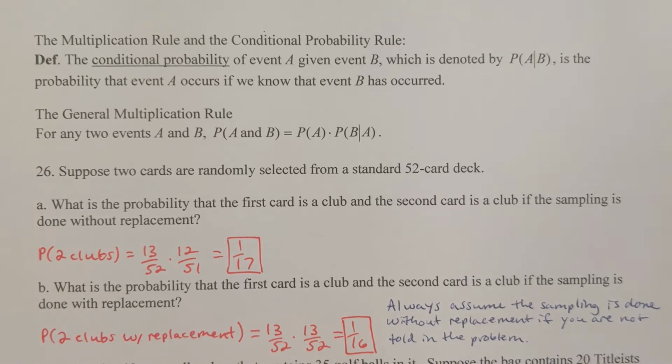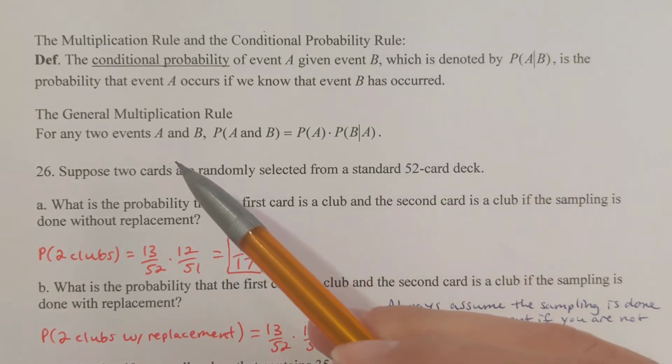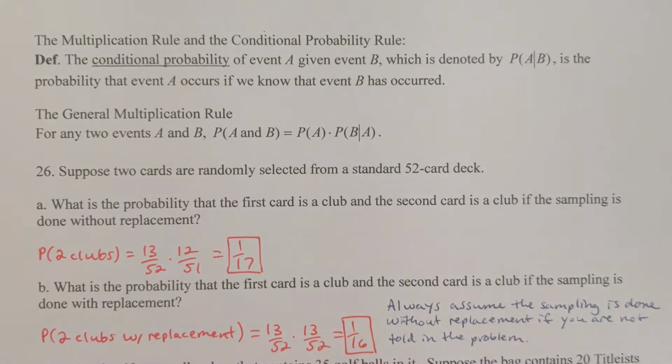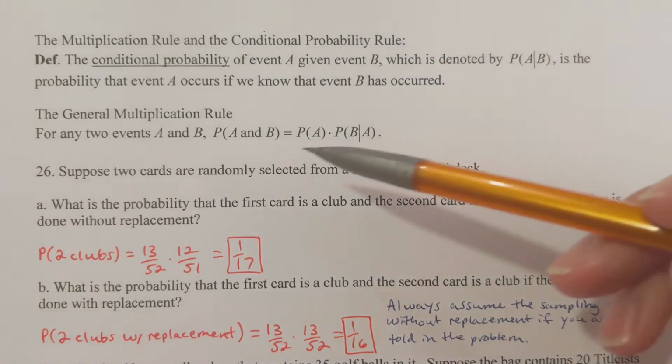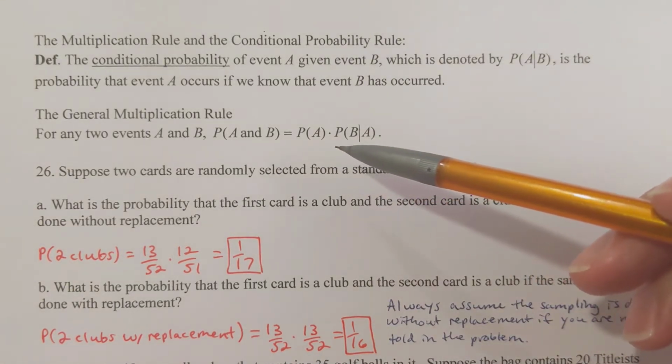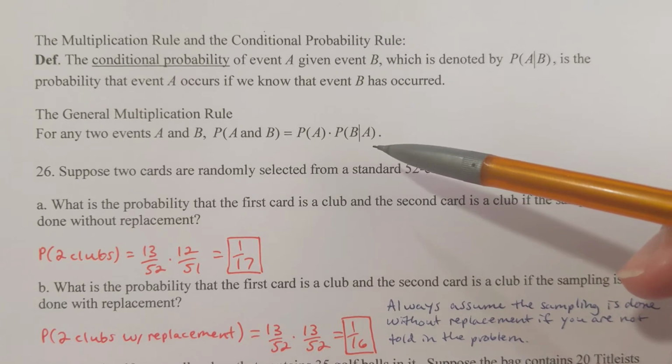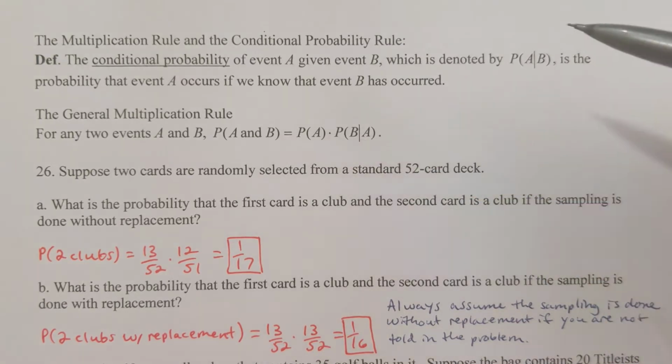The general multiplication rule says for any two events, A and B, the probability of A and B is equal to the probability of A times the probability of B given the fact that A has occurred.